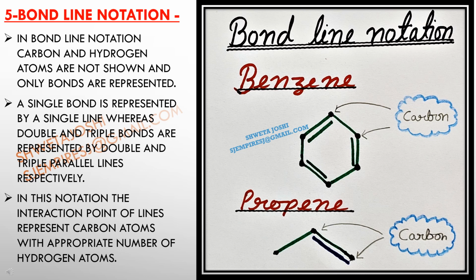As we can see in our first example, benzene, there are 6 carbon atoms and 6 hydrogen atoms, but we are going to make only bonds, single line for a single bond and double line for a double bond. In case of propene, there are 3 carbon atoms and 1 double bond. That is why we are going to make a straight line and a double line. Each intersection point here shows a carbon atom.